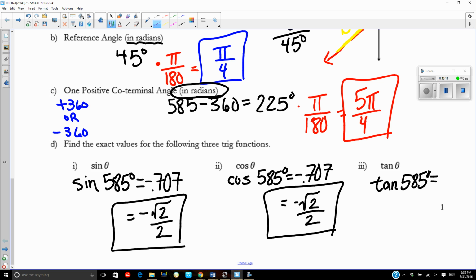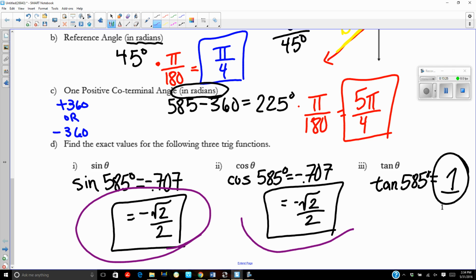This one doesn't give you a decimal. In fact, it gives you just 1. If you type in the tangent of 585, you should get a positive 1. And remember, tangent is sine over cosine. So in other words, it was this value for sine divided by this value for cosine. And since they're the same thing, anything divided by itself comes out to be 1.